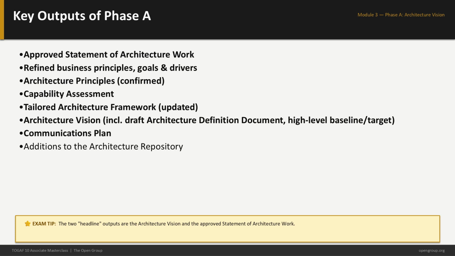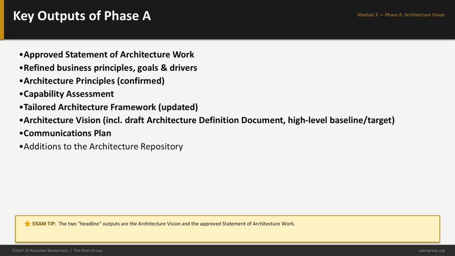Let's gather up everything phase A produces. You get the approved statement of architecture work. You get refined business principles, goals, and drivers. You get the confirmed architecture principles. You get the capability assessment. You get an updated tailored architecture framework. You get the architecture vision itself, which includes a draft architecture definition document with high-level baseline and target sketches. You get the communications plan. And you get additions to the architecture repository.